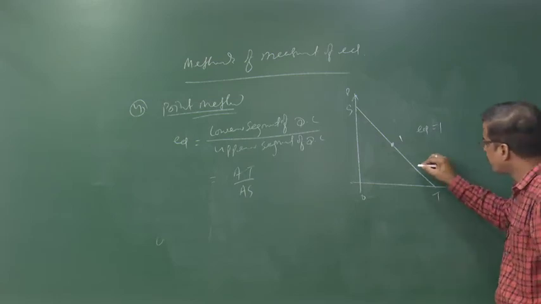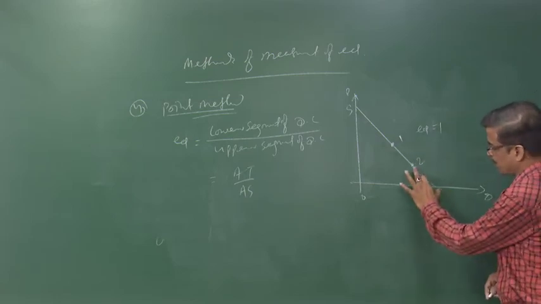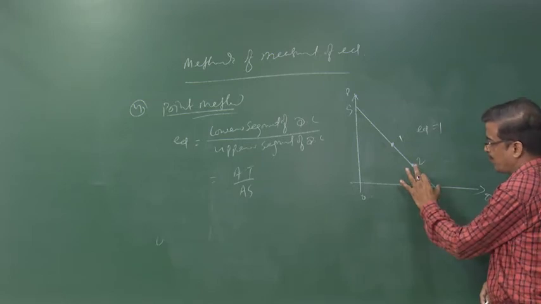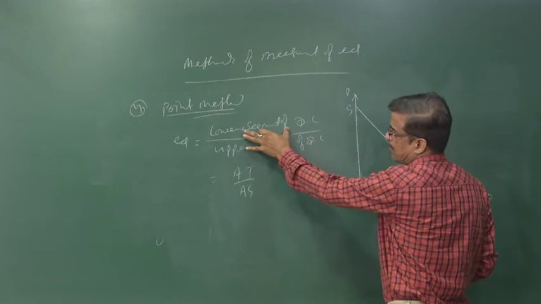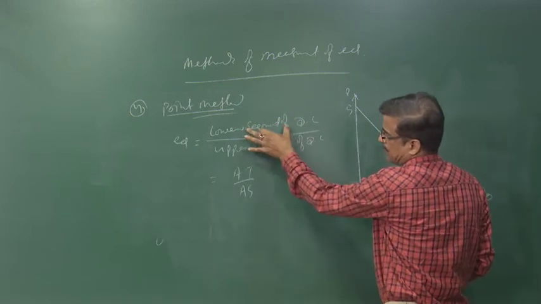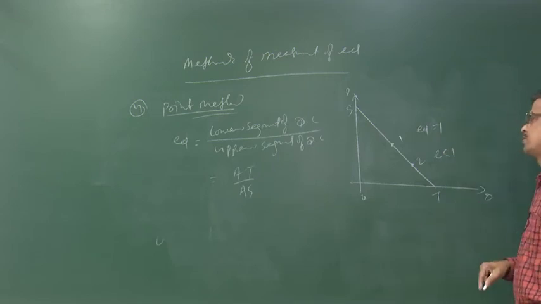Similarly at point 2, the lower portion is small, the upper portion is big. The lower portion is small, so the numerator is smaller than the denominator, and the elasticity is less than 1.